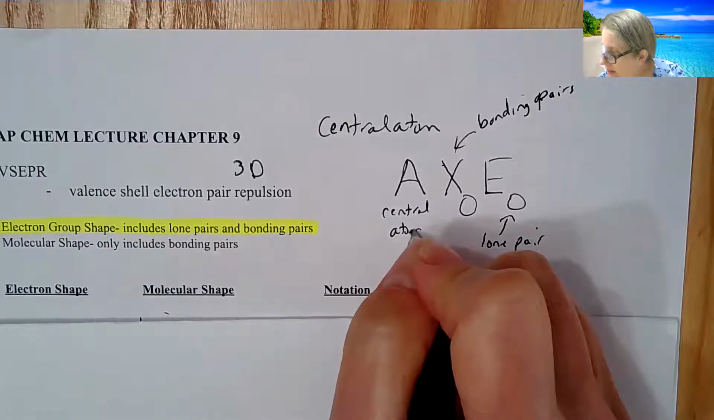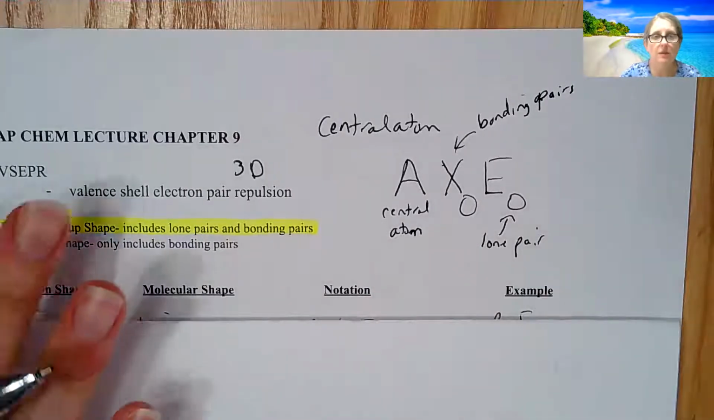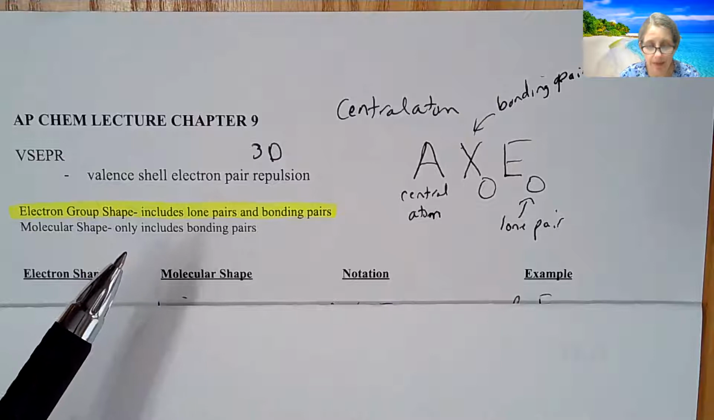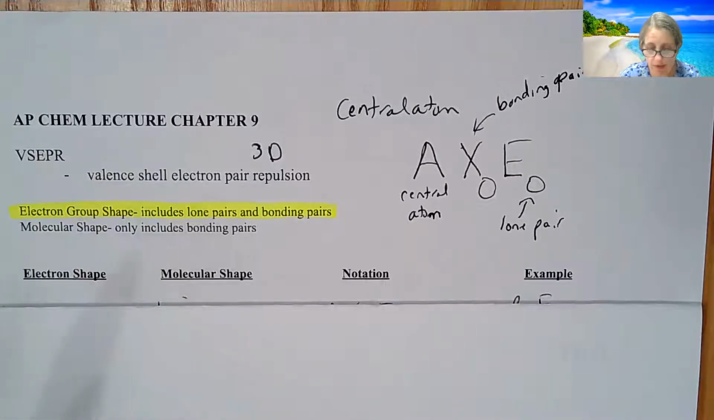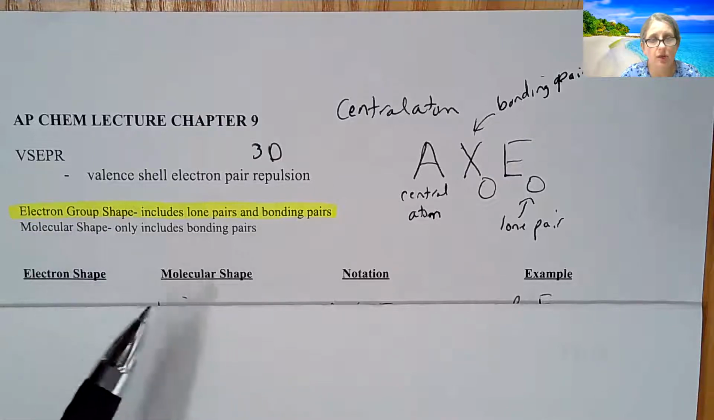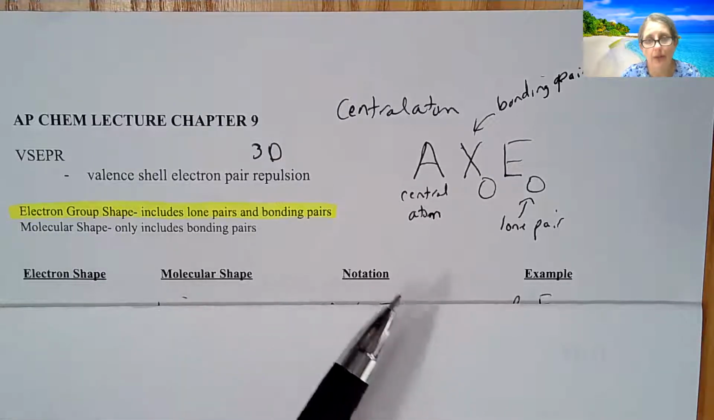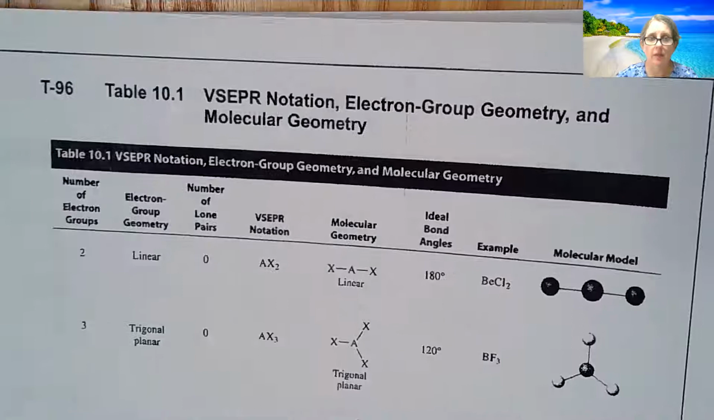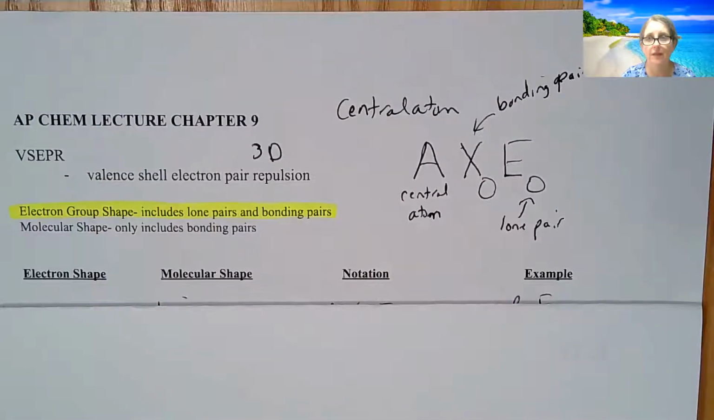So it's called AXE. So you're going to see me use it. You see some books talk about it. And you are going to have to know what we call the molecular shape. So molecular shape is only including the bonding pairs. So you're going to see kind of both of them. So I'm going to say electron shape versus molecular shape. I'm going to have the notation, the AXE notation, then give you an example. And again, there are other examples on this sheet as well. I try to come up with as many as possible.